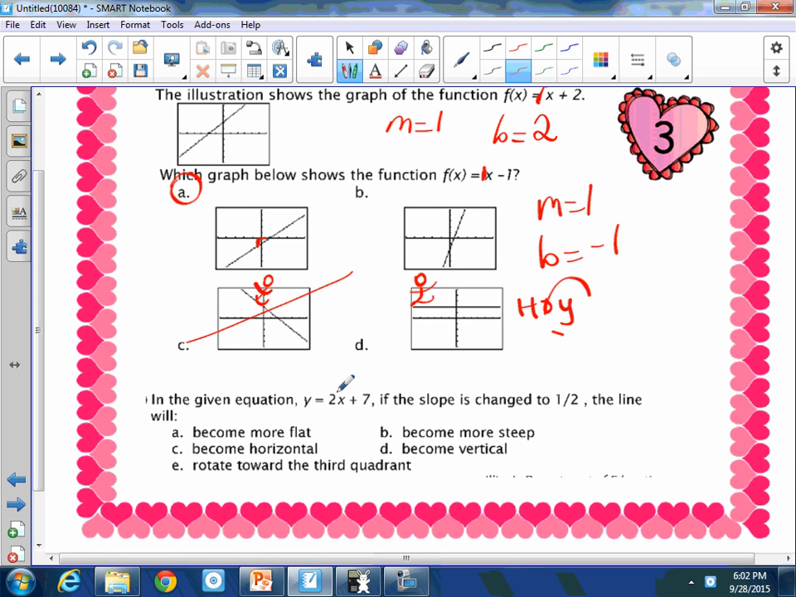In the given equation, y equals 2x plus 7, if the slope is changed to a half, so now it is 1/2 x plus 7, the line will, now the slope is smaller. The slope used to be 2, now it's 1/2. So that means the line will not become steeper, will not have a more vertical change, but quite the opposite. It will have a more horizontal change. Now, it will not become horizontal because horizontal is right here, and that's a slope of 0. That line does not have a slope of 0. It has a slope of 1/2. So the line will become flatter.